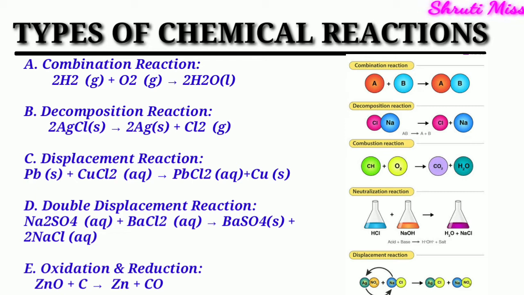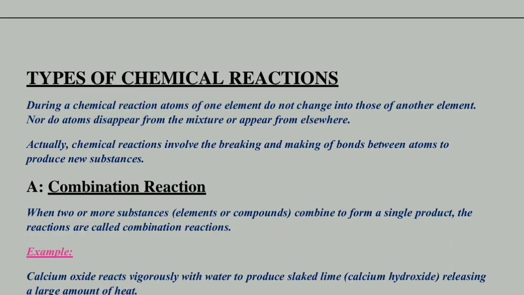Now the last one, oxidation and reduction. In oxidation and reduction the example is ZnO plus C makes Zn plus CO, in which we can see that Zn oxide will lose oxygen and give it to the carbon. That's why Zn is known as reduced and carbon is known as oxidized. Such reactions are known as redox reactions. So now we will understand all these reactions in detail.